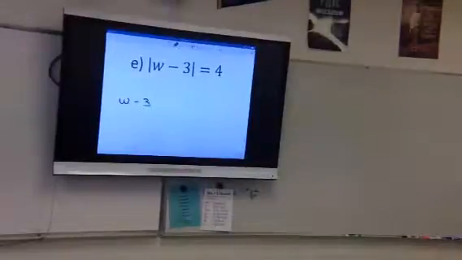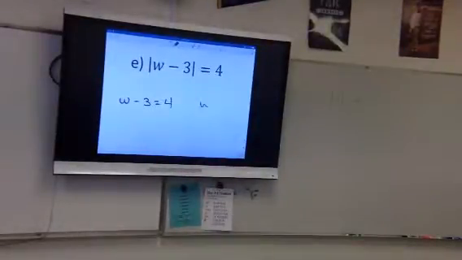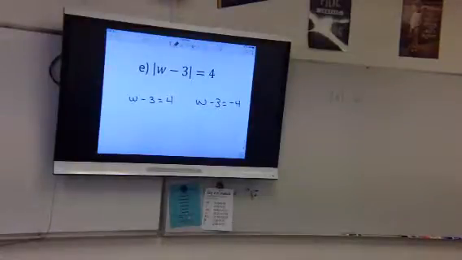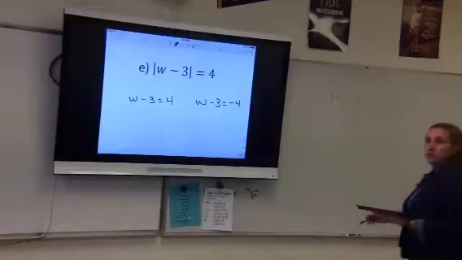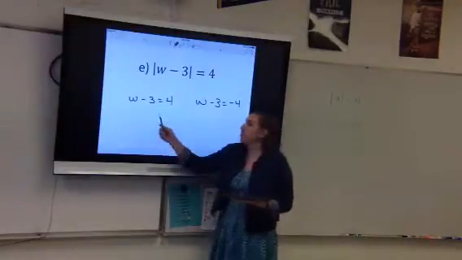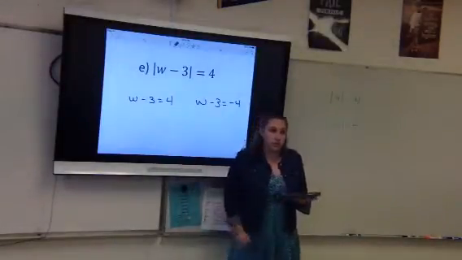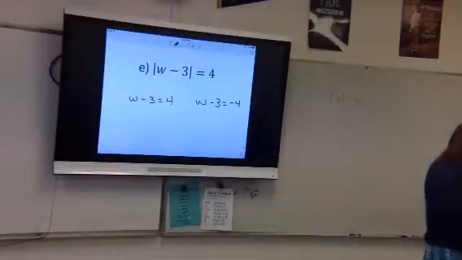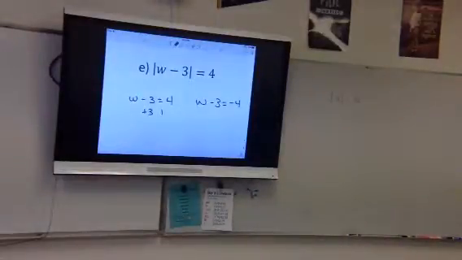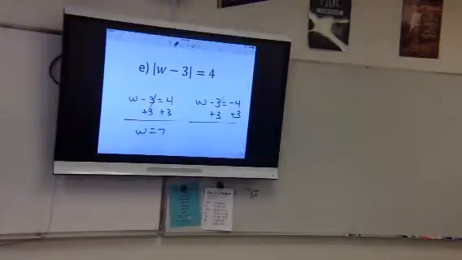W minus 3 equals 4, and W minus 3 equals negative 4. Is everybody okay with that? Okay, so on the first equation, what am I going to do to solve this? Bria, what would I do here on this first equation? Add 3. Good. So add the 3 over, so we end up with 7. Good. W equals 7. Add the 3 on the second one, and what do we end up with? Negative 1. So our two answers are 7 and negative 1.